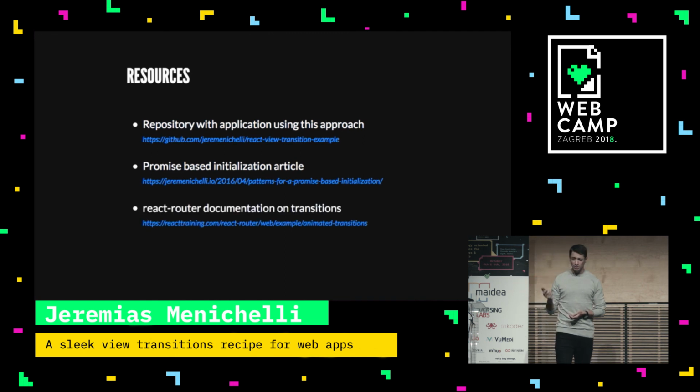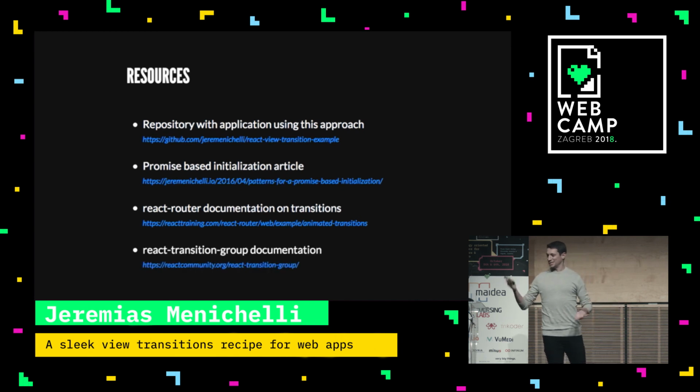The React Router documentation around transitions is really good. When I needed to relearn all these new APIs, I used this, and this was really helpful. And then we have the React Transition Group documentation. It's not that good, but it's there. Check it out.